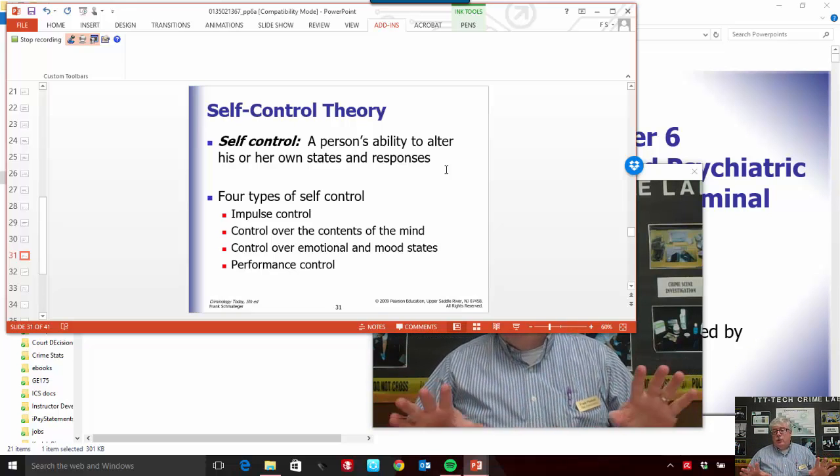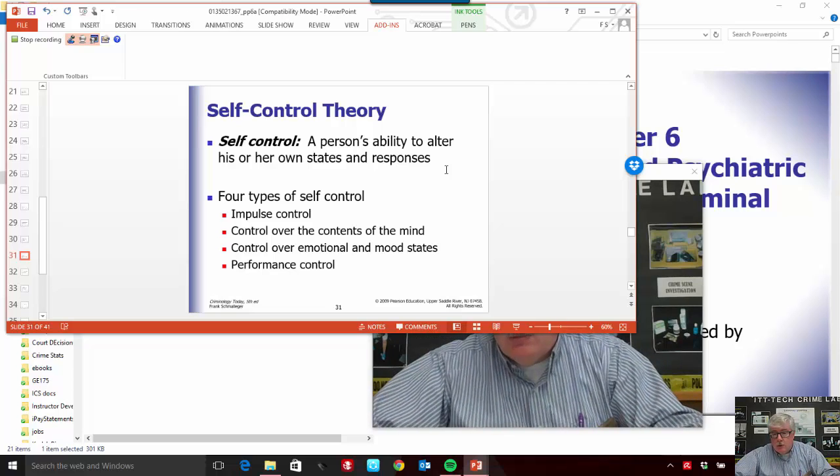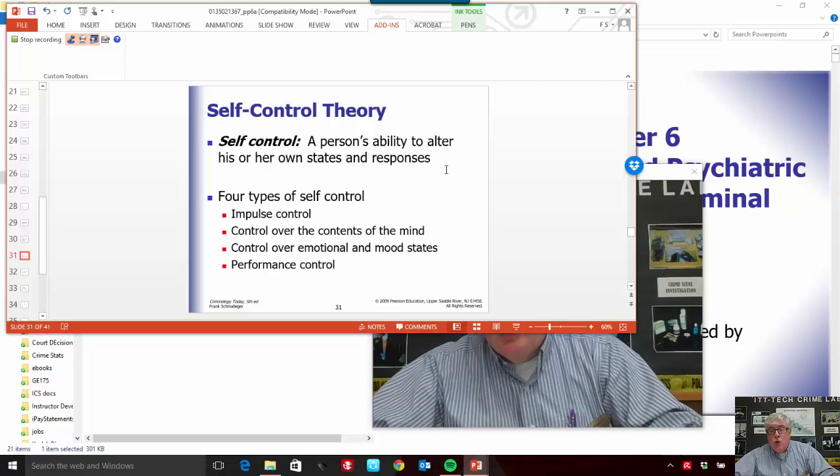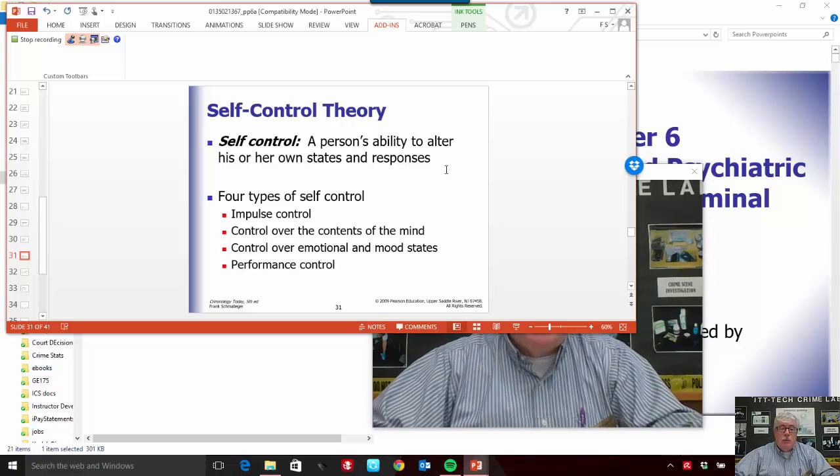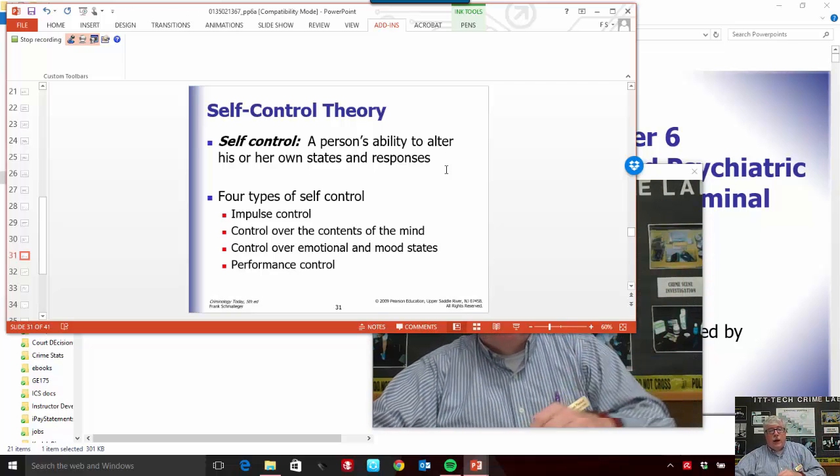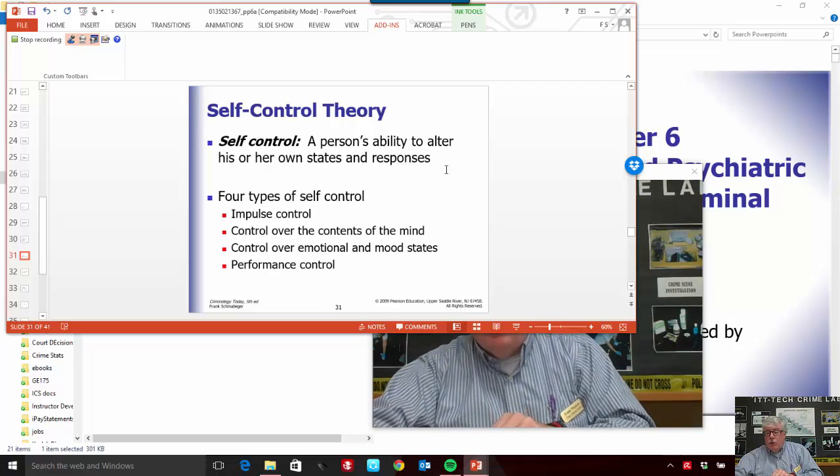And performance control is the ability to control our bodies. The best example of performance control is a high level athlete who can control the way the body moves, even when they're flying through the air, they can control what's going on with their bodies.